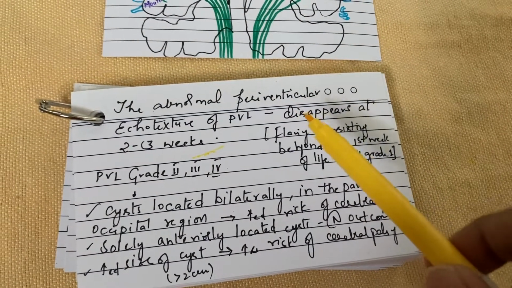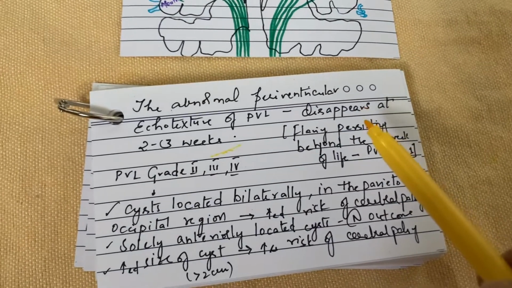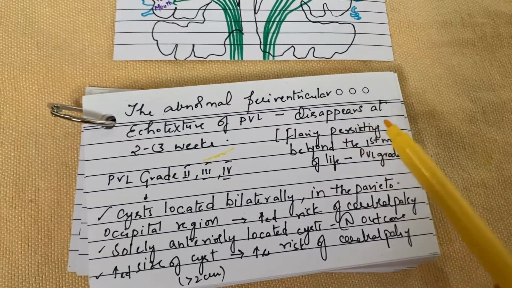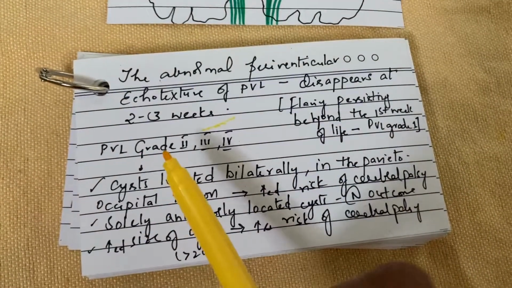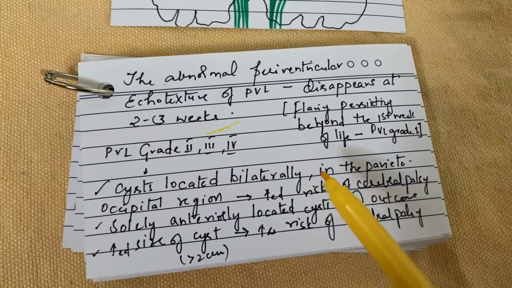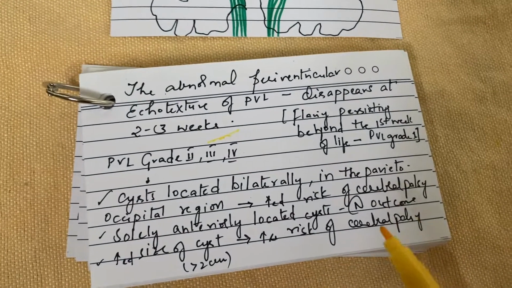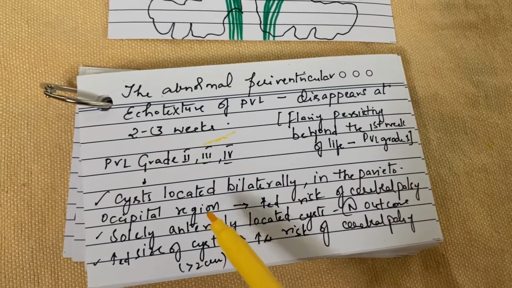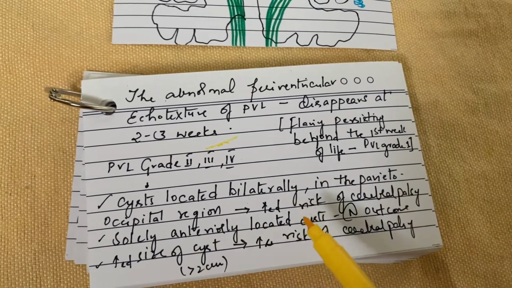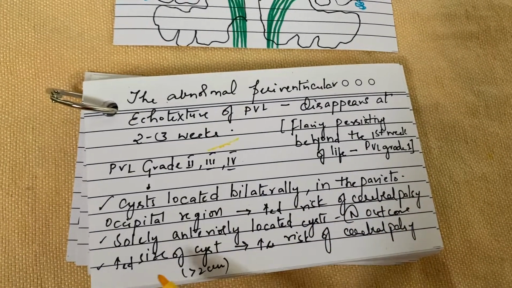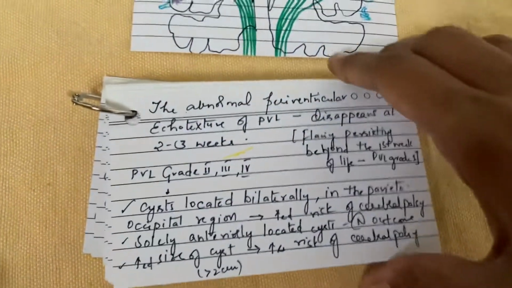So the periventricular flare which we see in the first week of the baby, we have to do a scan again after 1 week. Flare persisting beyond the first week of life is PVL grade 1. In grades 2, 3 and 4, the cysts are located bilaterally in the parieto-occipital region. The location of the cyst tells about the risk. If located bilaterally in the parieto-occipital region, there is increased risk of cerebral palsy. Solely anteriorly located cysts have a normal outcome. Increase in size of the cyst, like more than 2 centimeters, also increases the risk of cerebral palsy.